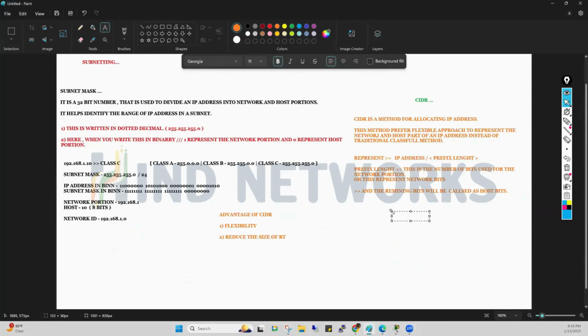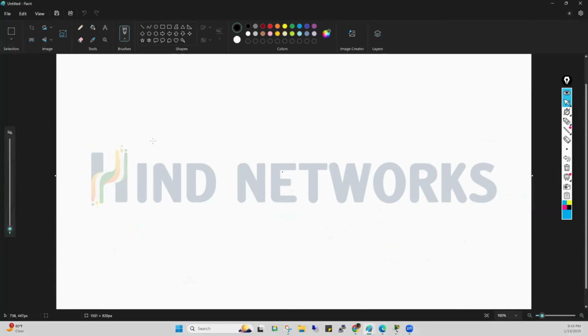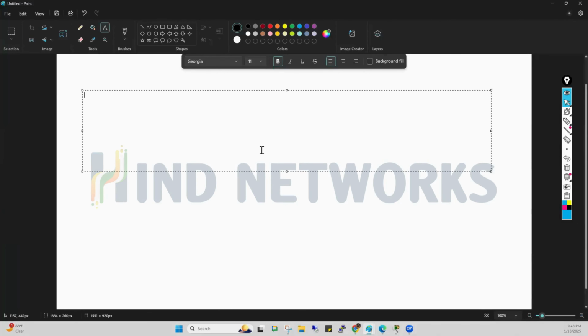the next thing that we need to understand: if anyone asks you how to calculate the subnet mask from the given CIDR. For example, I give you the CIDR, and what you need to do is calculate the subnet mask. Getting my point? So focus here, guys. How can we calculate?